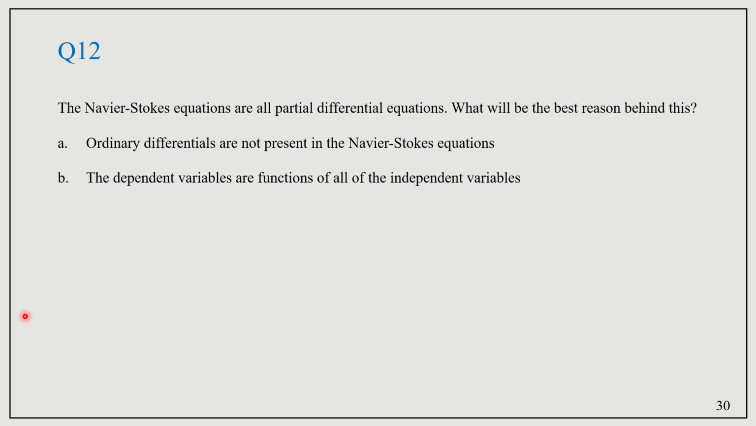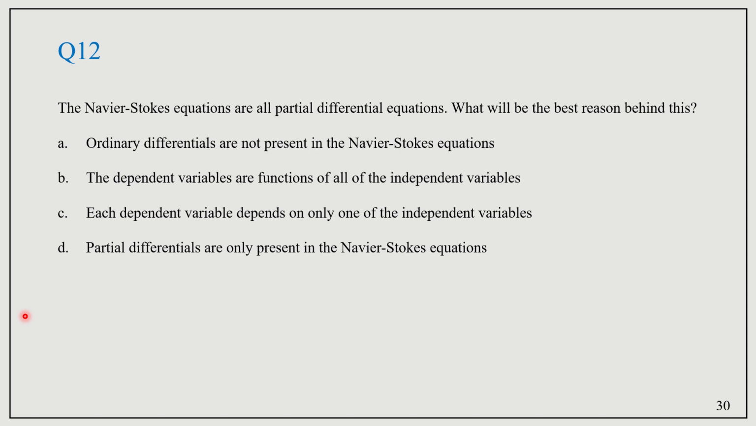First one, ordinary differentials are not present in the Navier-Stokes equations. Second one, dependent variables are functions of all the independent variables. Third one, each dependent variable depends on only one of the independent variables. And last, partial differential equations are only present in the Navier-Stokes equations. The right answer is option B, because dependent variables are functions of all independent variables.